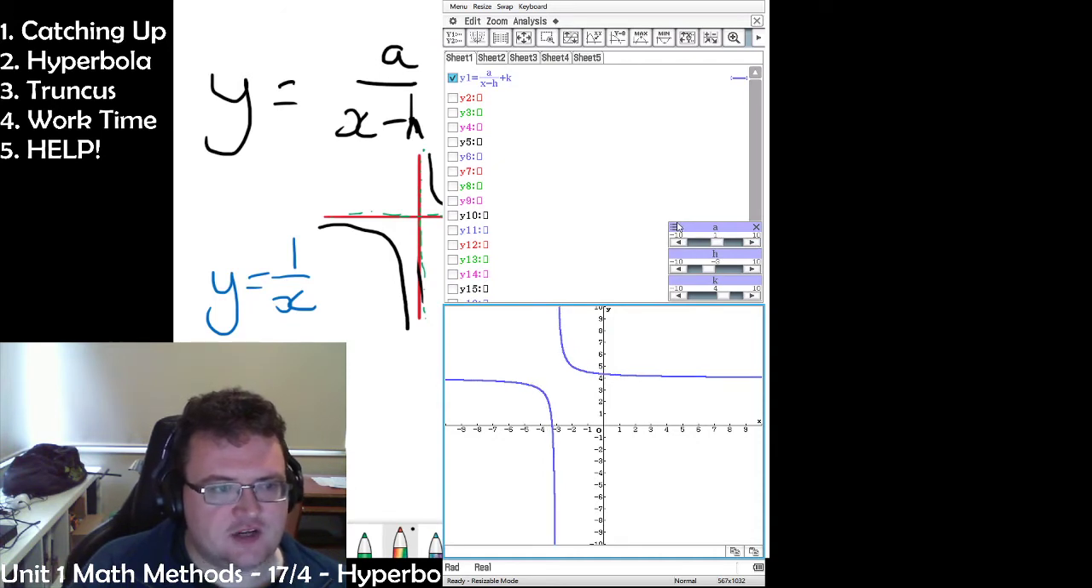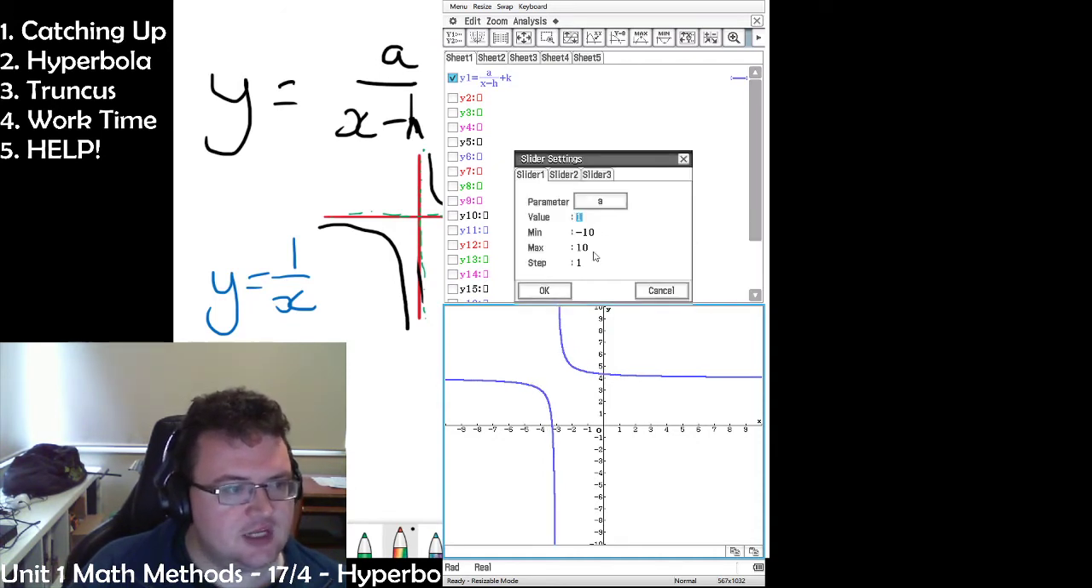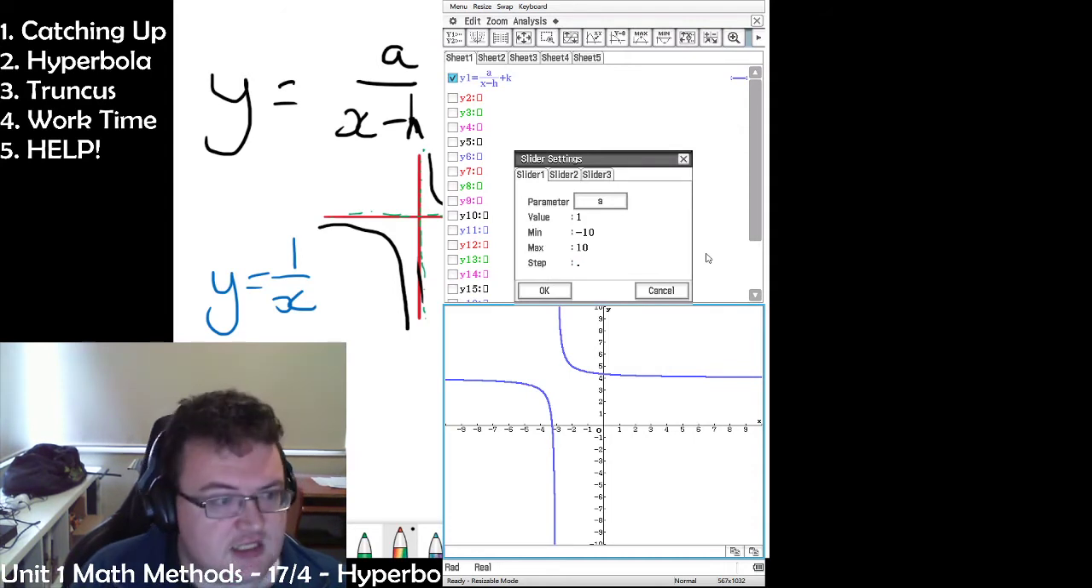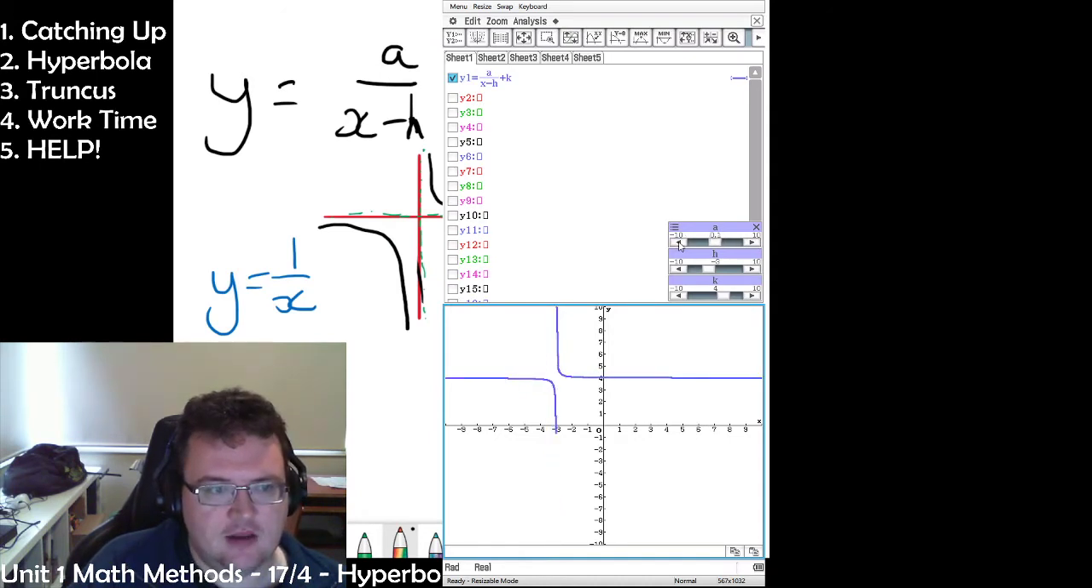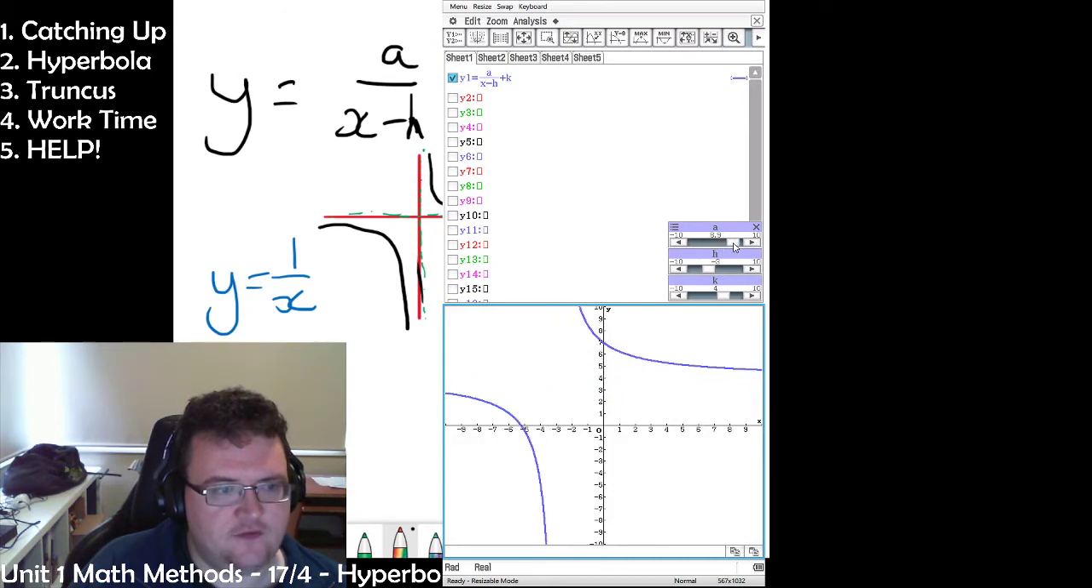Now, the one thing this graph doesn't do is it does everything in steps of 1, whereas what we're missing out on is these tiny little changes. As A gets closer and closer to 0, the graph gets closer and closer to that center point. But as I increase it beyond that, it gets further and further away.